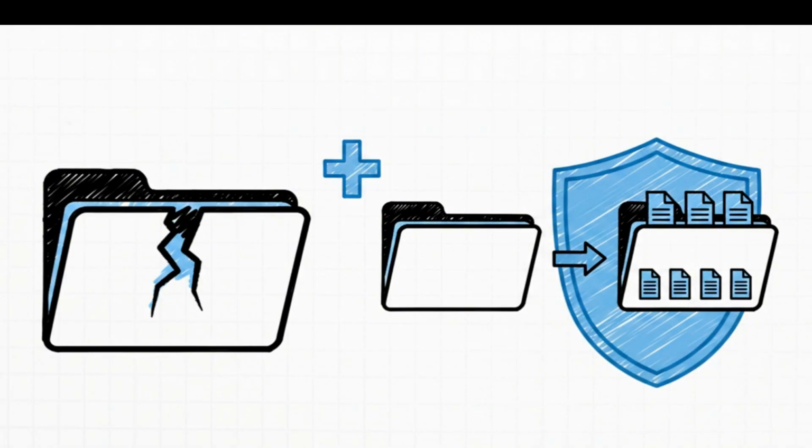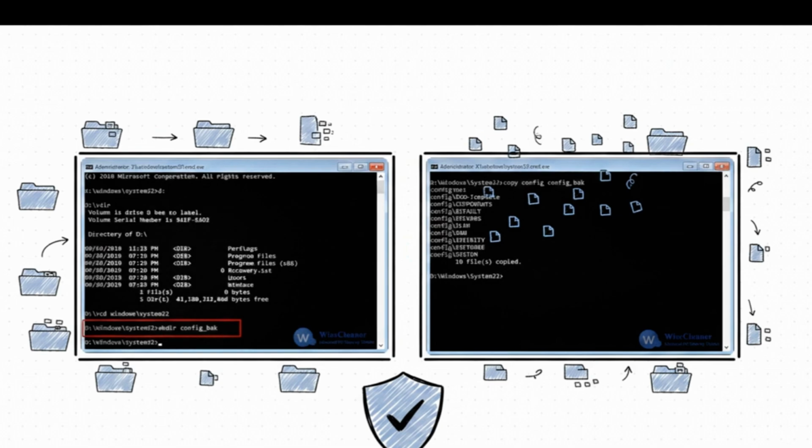Okay, before we make any changes, it is absolutely critical that we create a safety net. So we're going to run 2 quick commands. First, mkdir configback creates a new folder for our backup. Then copy config configback copies the current and possibly corrupted registry files into that brand new folder. This is our just-in-case step. So that first command makes the folder, and the second one should come back and tell you that 10 files copied. That's our cue. Our safety net is now officially in place.